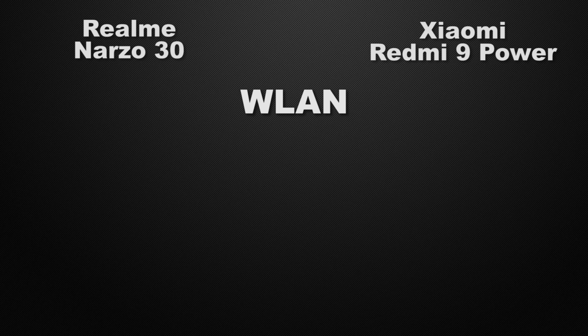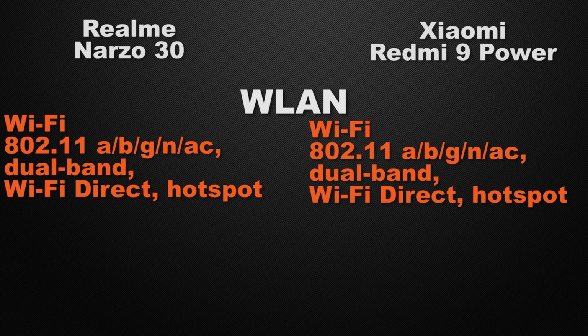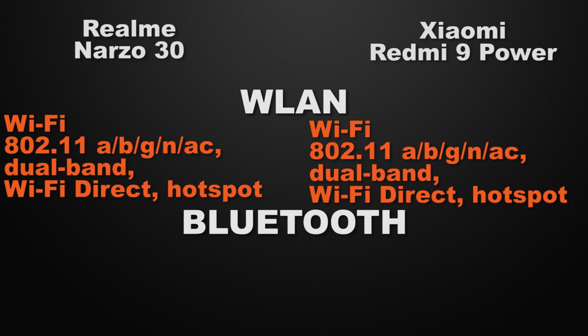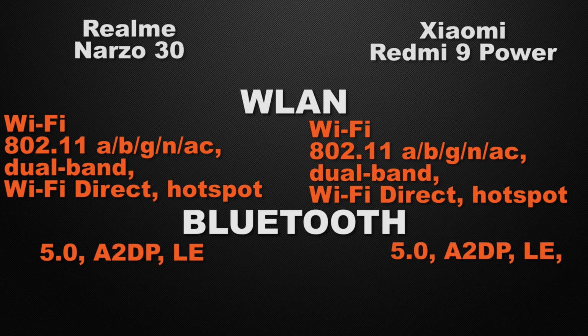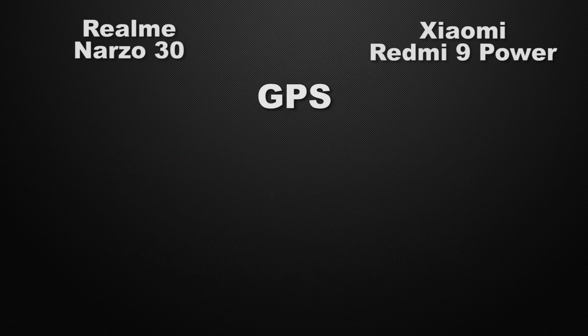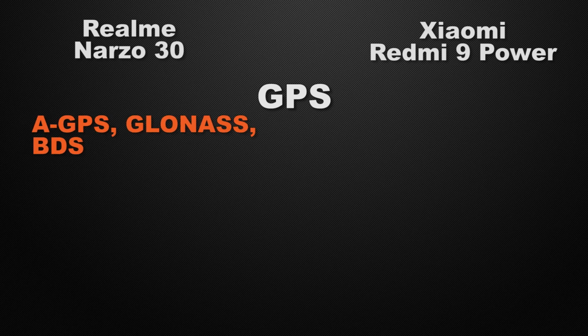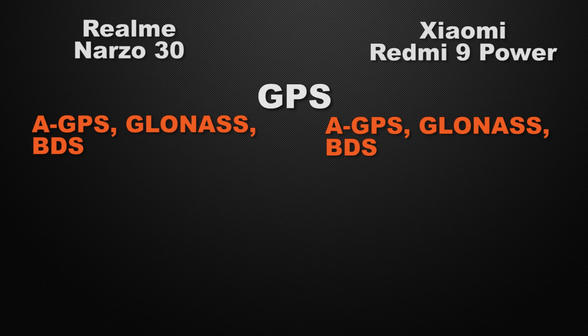Moving to the communication chips in the devices, starting with the WLAN. Both devices have Wi-Fi AC, dual band Wi-Fi, Wi-Fi direct and hotspot, so it's a tie. And about the Bluetooth version, Narzo 30 has 5th generation Bluetooth, whereas 9 Power has 5th generation Bluetooth, so it's a tie because both devices have the same generation of Bluetooth. Let's talk about the positioning chips. Narzo 30 has AGPS, GLONASS and BDS, whereas 9 Power also has AGPS, GLONASS and BDS, so it's a tie.